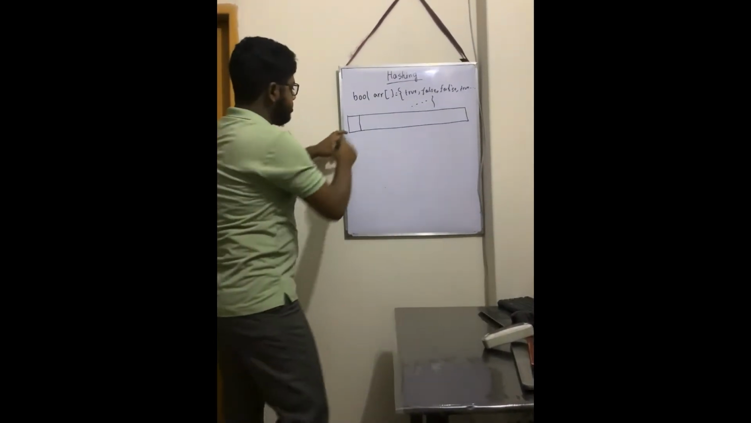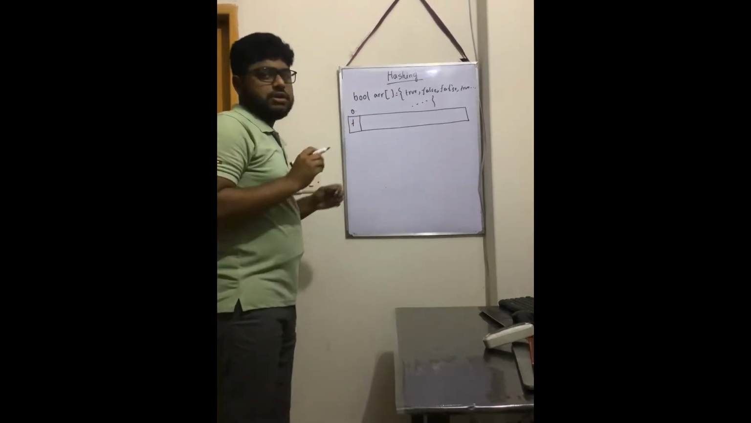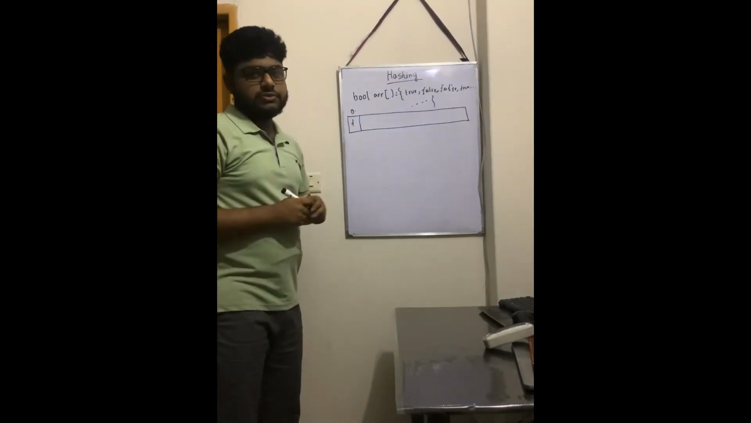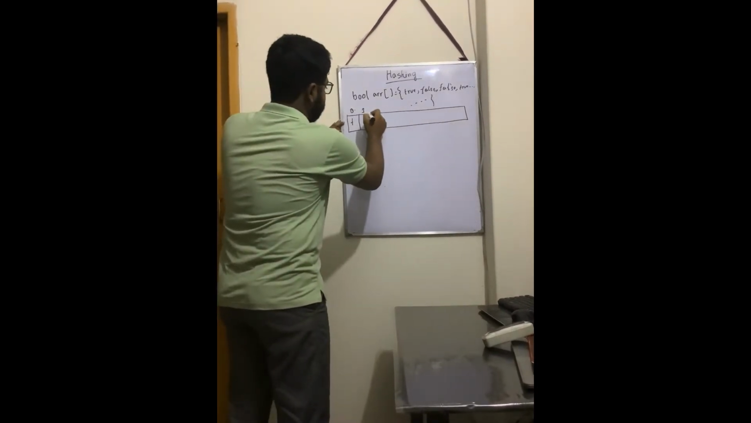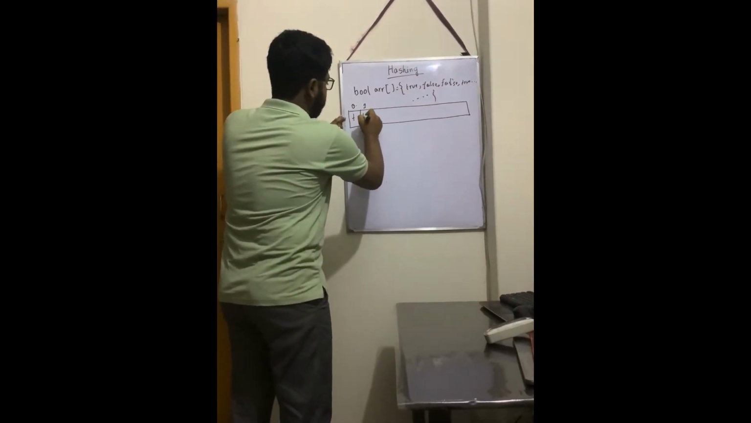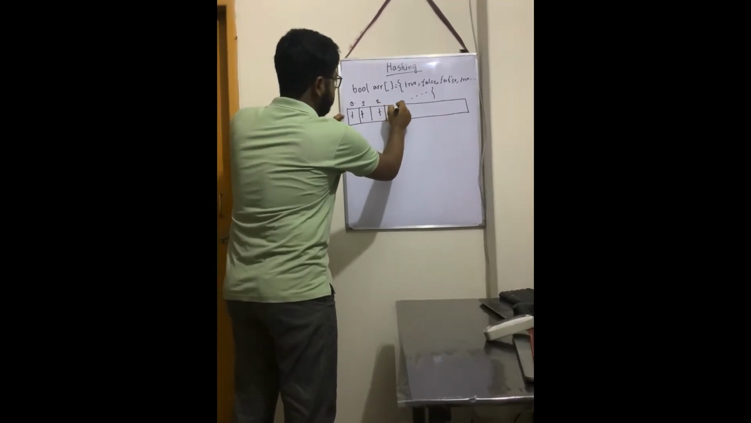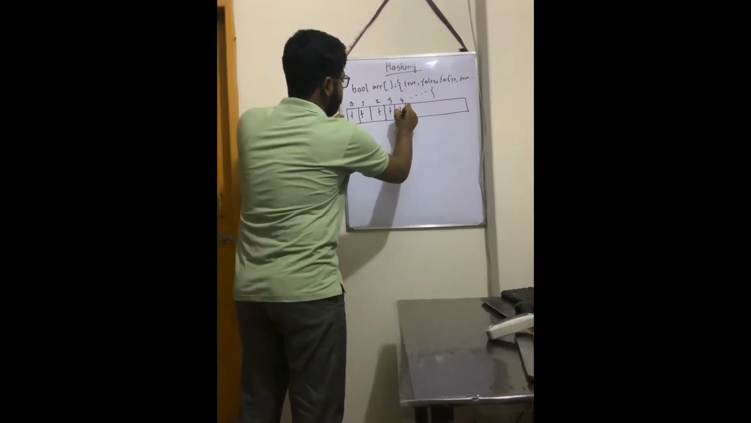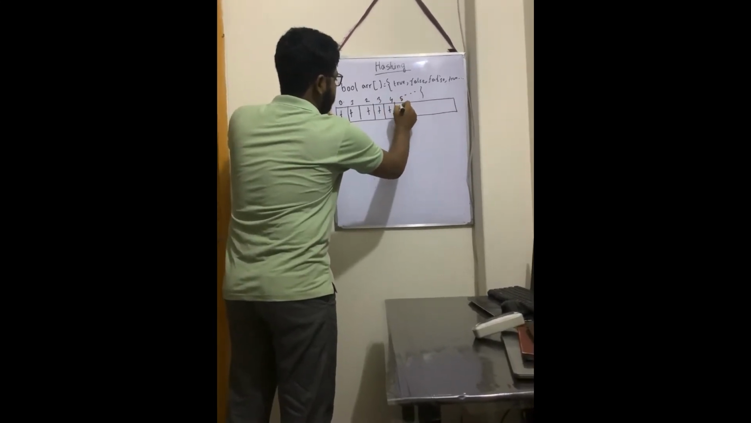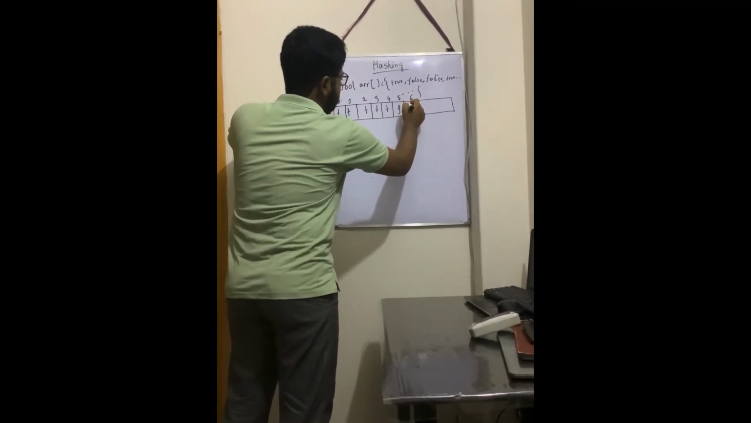Here the index is 0, so it is true. T means true, just think that t means true. And here it is 1, so it is false. Here it is false. Again 3 is true, 4 is true, 5 is false, 6 is false.